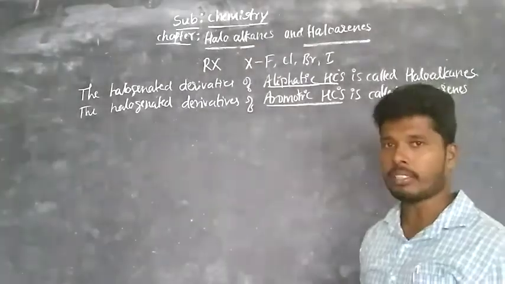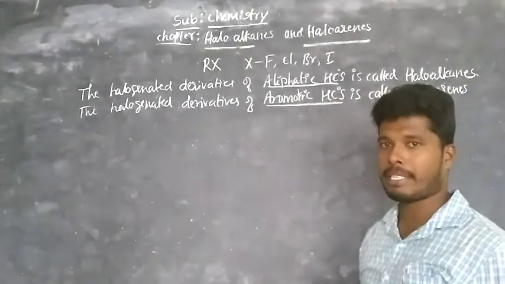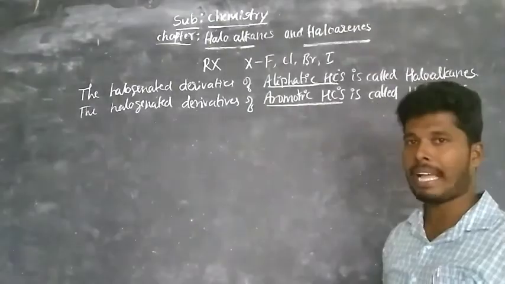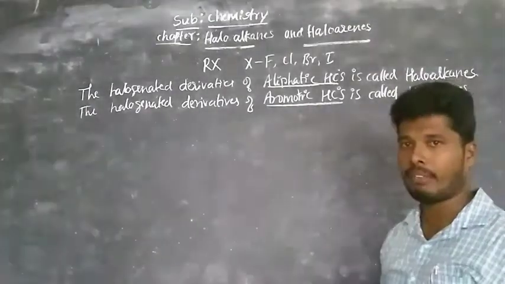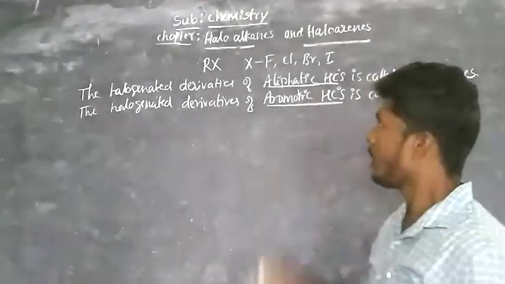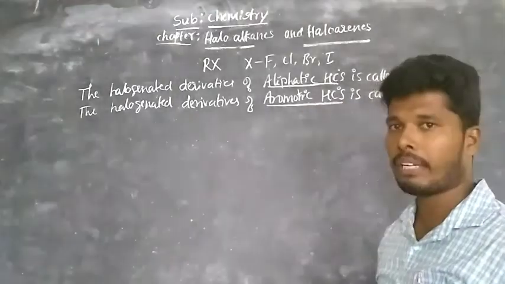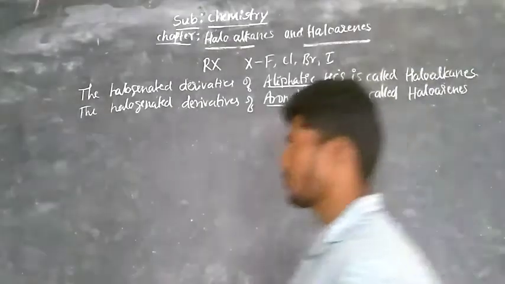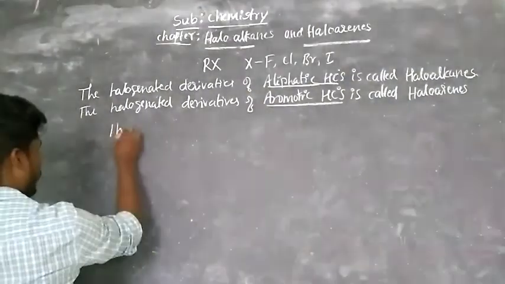Now, based on the number of halogen atoms present in the organic compounds, we are classifying them into three different types. Those we are studying here, that is, the classification of haloalkanes and haloarenes, totally called halogenated organic compounds.